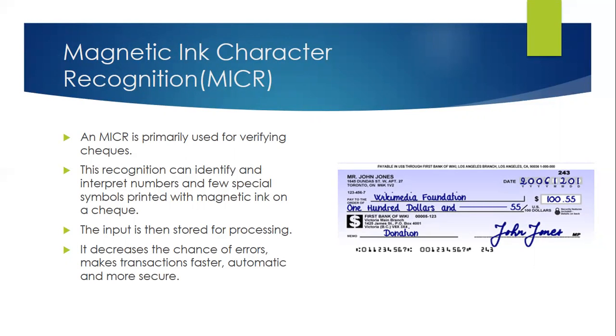Transactions are faster, automatic, and secure. The recognition can identify and interpret numbers and a few special symbols printed with magnetic ink on a check. The input is then processed and stored.